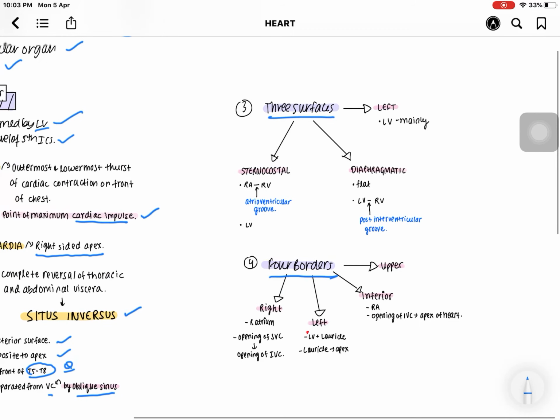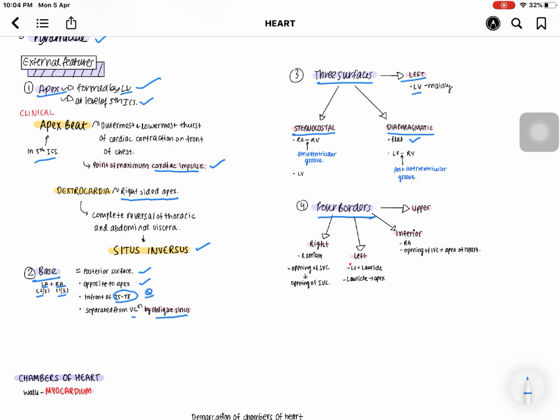Coming to the 3 surfaces of the heart, there are the sternocostal surface, which is the superficial one, the diaphragmatic surface, and the left surface. The sternocostal surface is formed by the right atrium and right ventricle, which are divided by the atrioventricular groove, and the left ventricle. The diaphragmatic surface is flat and formed by the left ventricle and right ventricle, which are divided by the posterior interventricular groove. The left surface is formed mainly by the left ventricle.